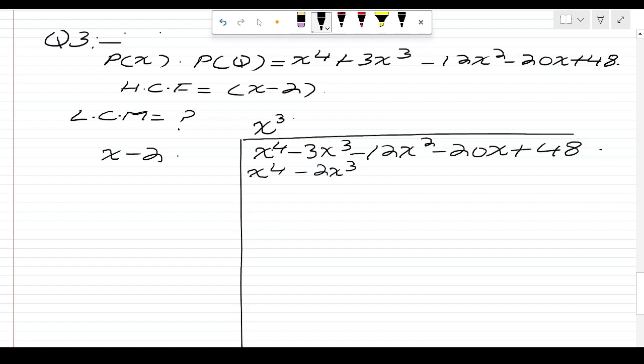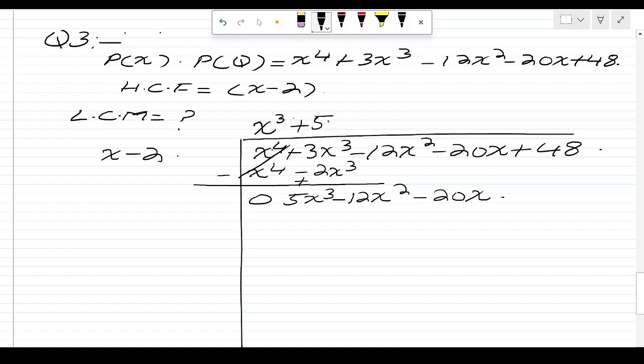So the sign will be changed from positive to negative and negative to positive. And then we will draw this line, and x power 4 will be cancelled with x power 4. That leaves us with 0. Minus plus is minus, and the sign is also minus, so that leaves us with positive. So plus and plus is always plus. That leaves us with 5x cube. Now along with 5x cube, negative 12x square will come down and negative 20x as well. Now 5x cube will be divided by x. That leaves us with 5x square.